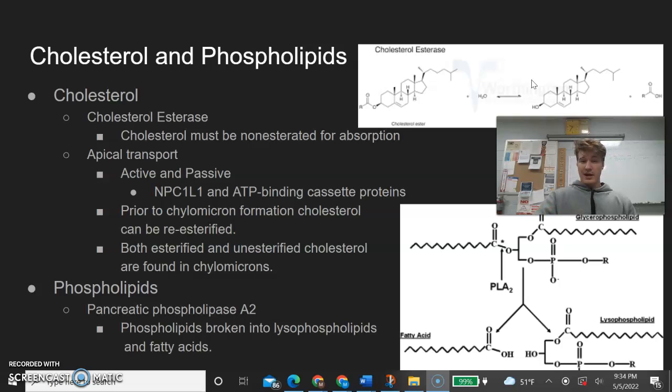And then prior to chylomicron formation, cholesterol can be reesterified. Then that can be transported within the micelle itself, or it can be left as unesterified, and it can be used in the chylomicron, that lipoprotein. The outside is made of phospholipids and proteins, but non-esterified cholesterol can also be added in there. And then phospholipids are predominantly broken up by pancreatic phospholipase A2, and you can see the function down here to our bottom right. Phospholipids are broken down into lysophospholipids and then fatty acids.